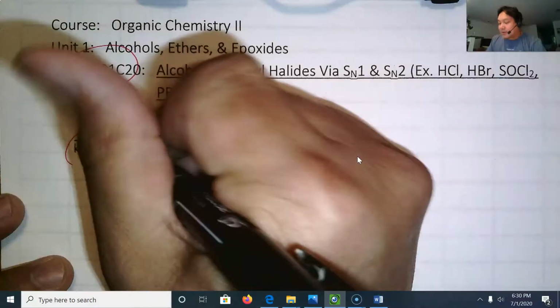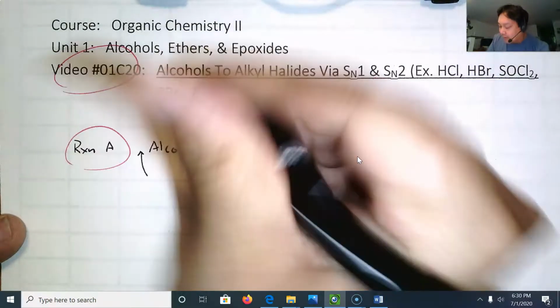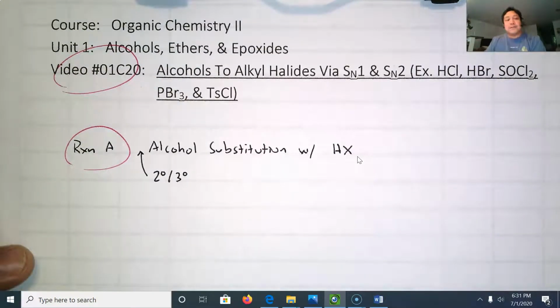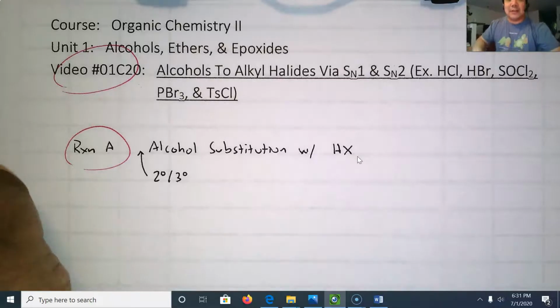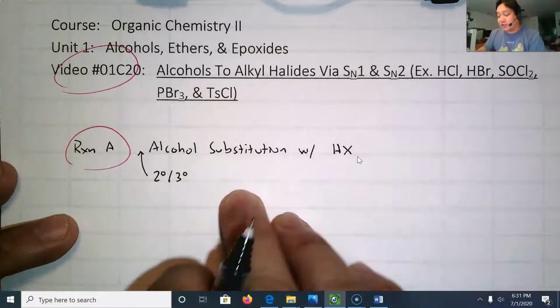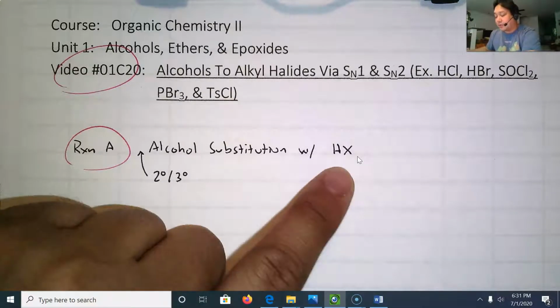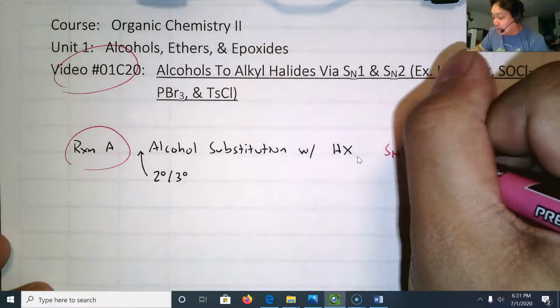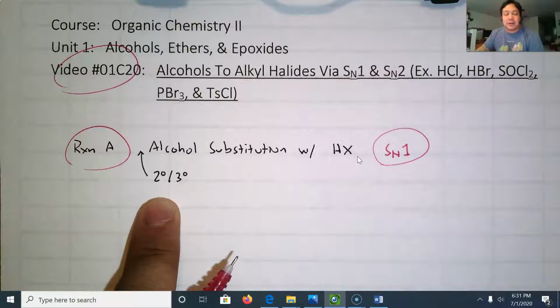Honestly, we should divide up the alcohols into two sets. The first set: secondary or tertiary. In our first video in this unit, we talked about classifying alcohols, primary, secondary, and tertiary. Now is when we're going to use that information. Because if your alcohol is secondary or tertiary, and you are doing a substitution with HX, your mechanism will be SN1. Why do I say that? Secondary and tertiary alcohols can turn into stable secondary and tertiary carbocations.